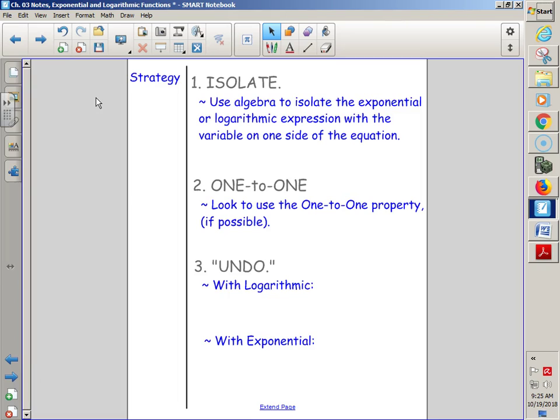So number 1, isolate. Take an equation and say, where's the x? What's around the x? Okay, get that alone.